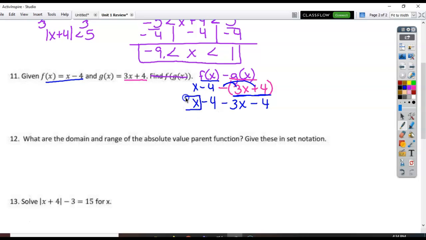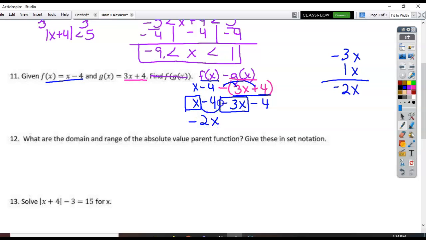We've got an x right here. That's 1x. And then we've got a negative 3x right here, negative 3x. Okay, they have different signs, so we're going to subtract them. 3 minus 1 is 2. The bigger number is negative, so we're going to make that negative. Bring down your x. So we've got a negative 2x.